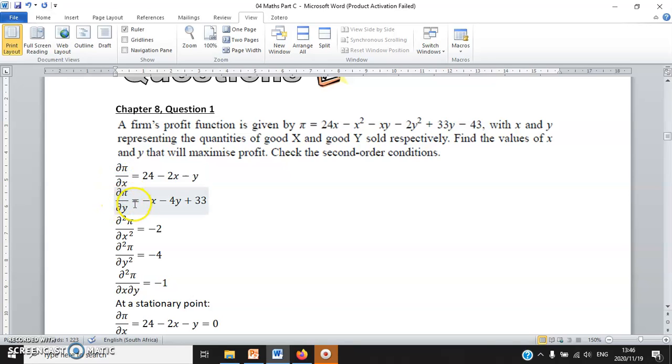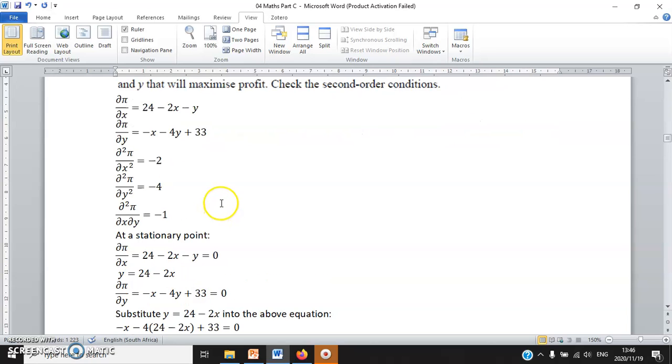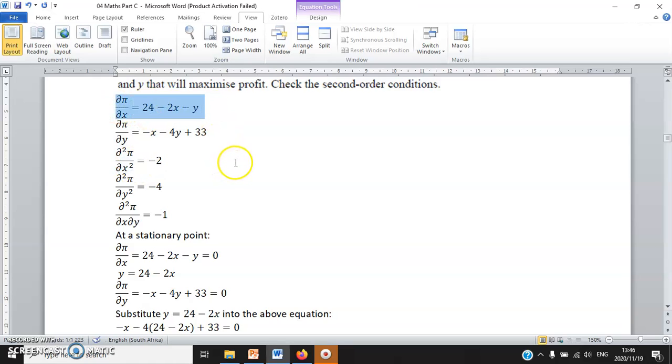And then the first order derivative with respect to y, I think these two terms fall away, they don't include y. This one, the y would become 1 after differentiation, but you still have minus x here. Then minus 4y plus 33. Okay. And then I derive the second order derivative. Okay, with respect to x, it means for this one, I differentiate it one more time with respect to x.